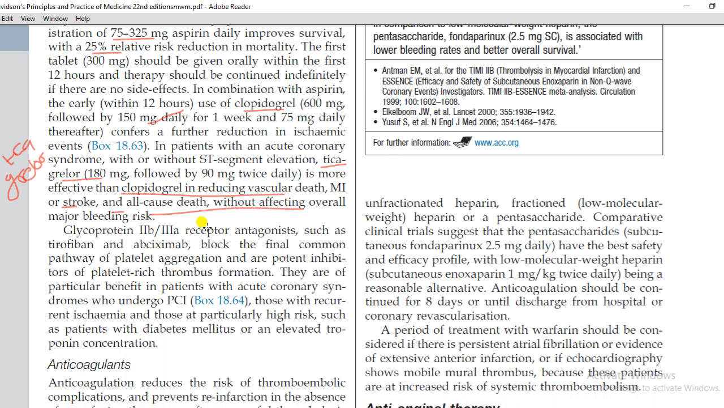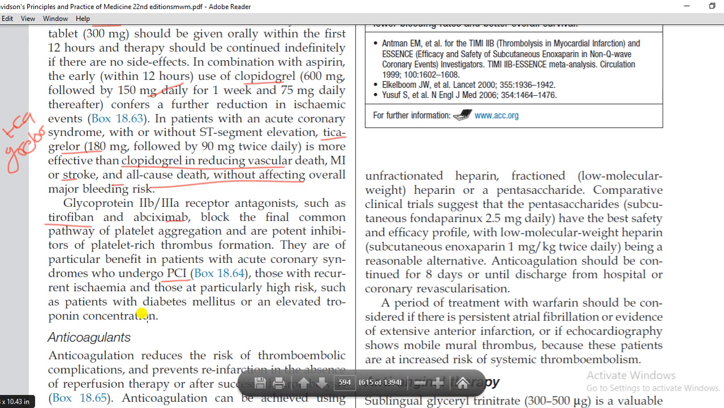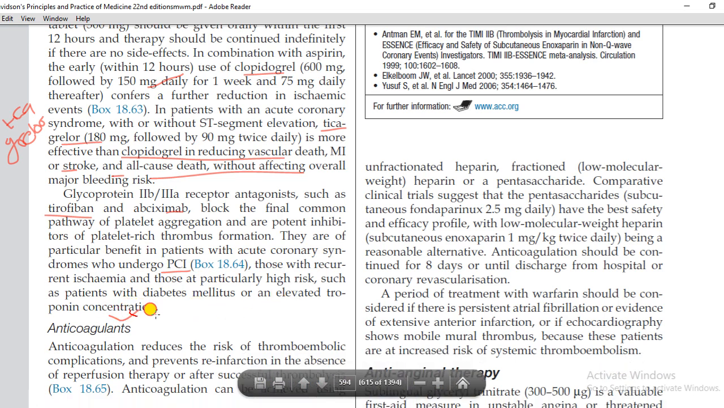Glycoprotein 2B3A receptor antagonists such as tirofiban and abciximab block the final common pathway of platelet aggregation and are potent inhibitors of platelet-rich thrombus formation. They are of particular benefit in patients with acute coronary syndrome who undergo percutaneous intervention, those with recurrent ischemia, and those at particularly high risk, such as patients with diabetes mellitus and elevated thrombin concentration.